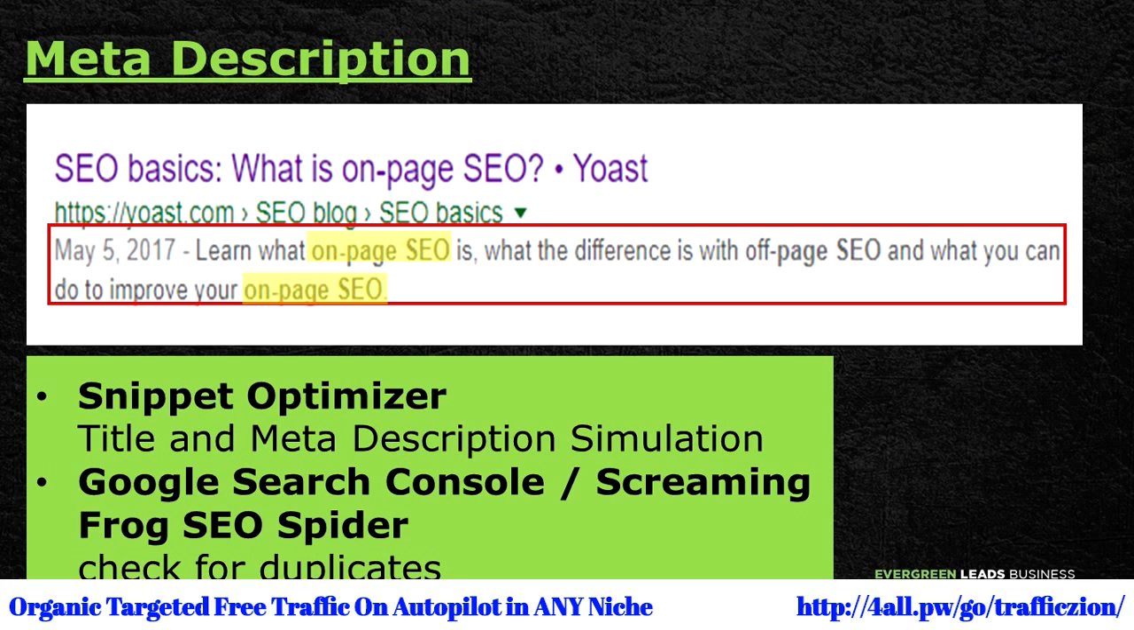Visit Google Search Console, then go to Search Appearance, and then to HTML Improvements, or you can use the Screaming Frog SEO Spider to check for duplicate meta descriptions. You can also use a snippet optimizer to simulate how your title and meta description are going to look when they appear in the SERPs.